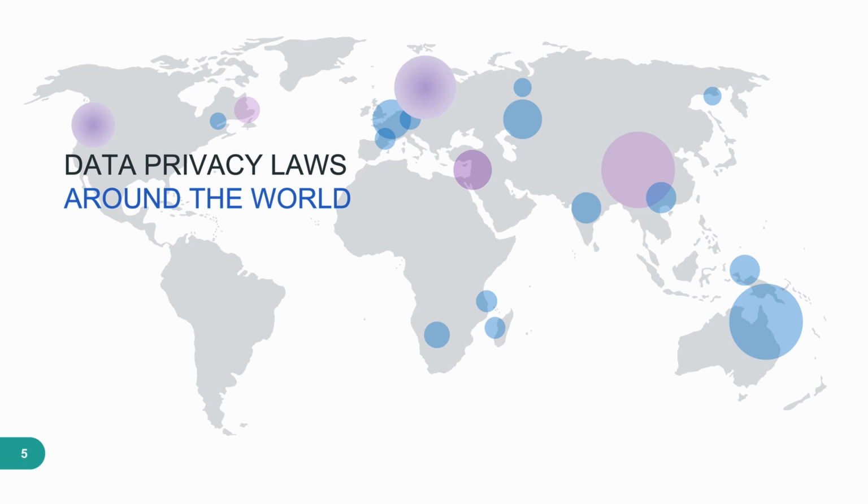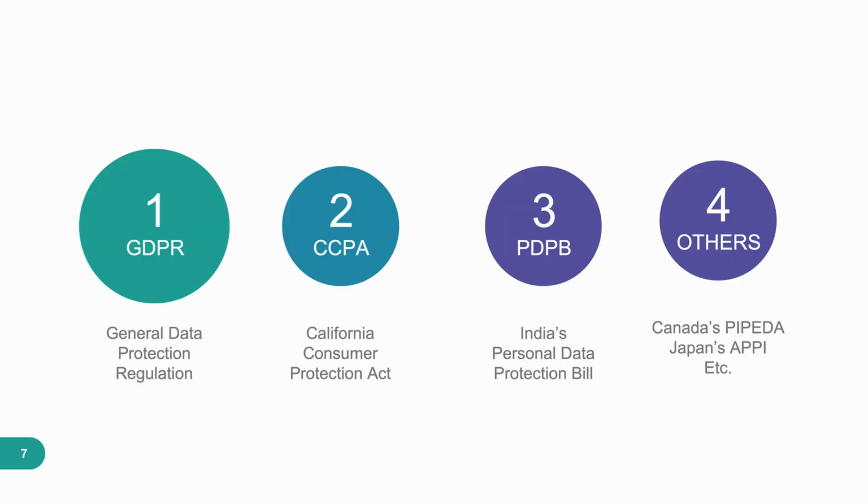China has a cybersecurity law. India has its Personal Data Protection Bill. Canada has the Personal Information Protection and Electronic Documents Act. And Japan has the Act on Protection of Personal Information.